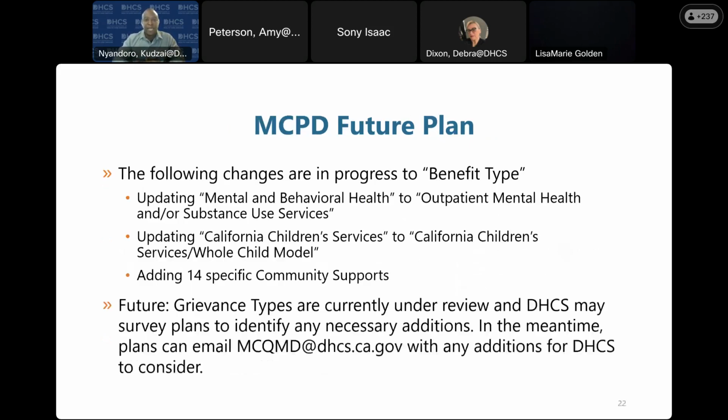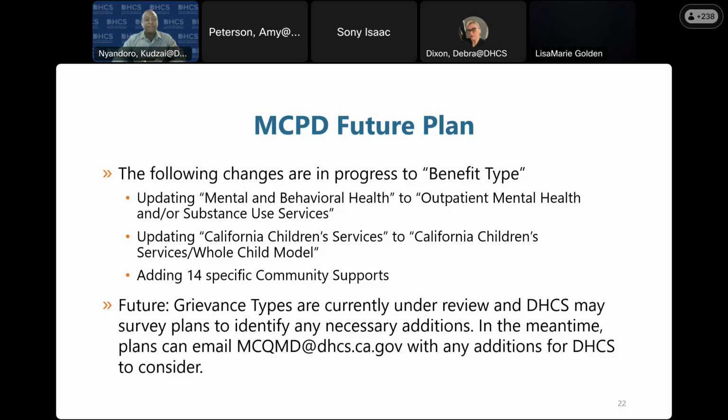Regarding the future plan, the following changes are in progress to benefit type. The mental and behavioral health is being updated to outpatient mental health and all substance use services. And then the California Children's Services is also being updated by adding whole child model to the end. So in full, it will be California Children's Services / whole child model. 14 specific supports are being added also.